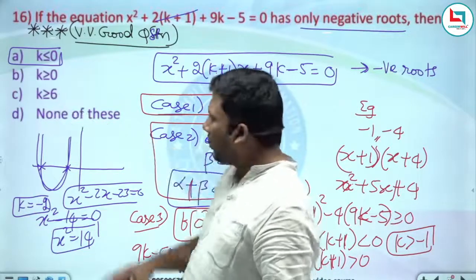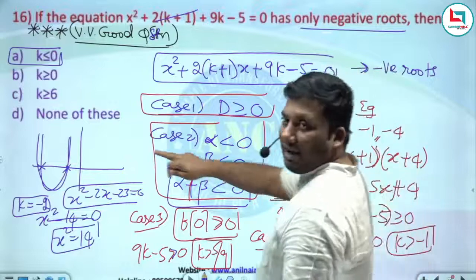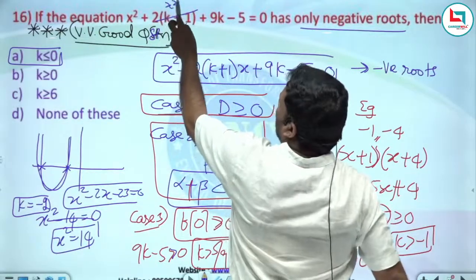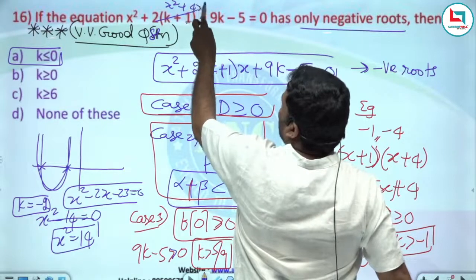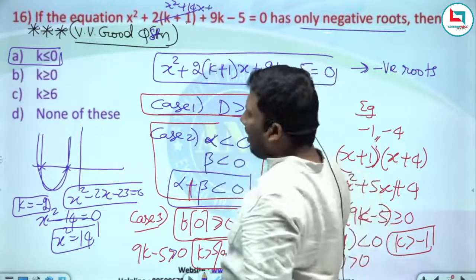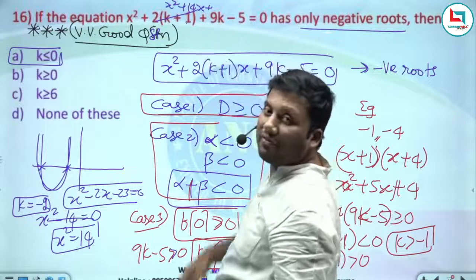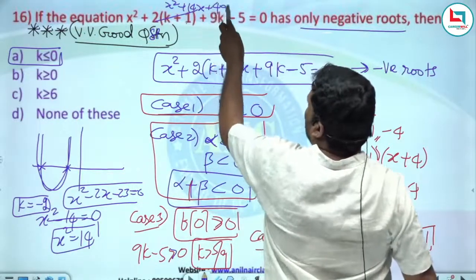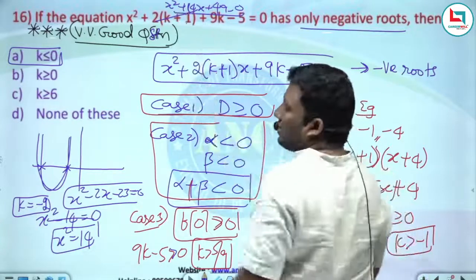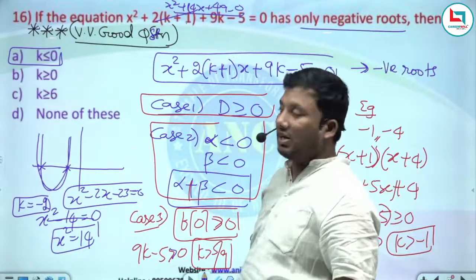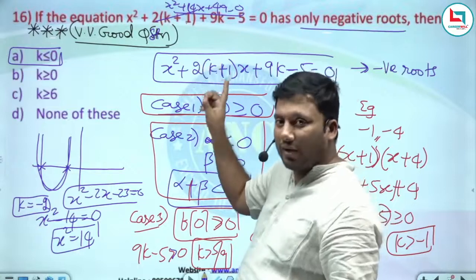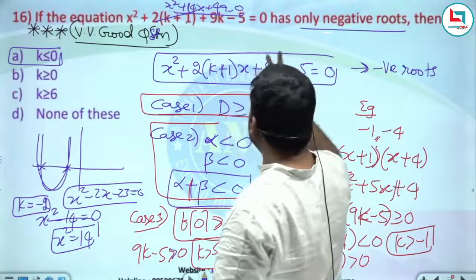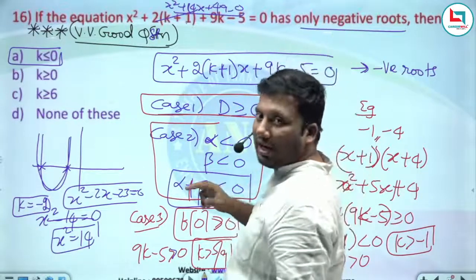K greater than or equal to 6. Suppose I take k value 6. 6 plus 1 is 7, and 7 twos are 14. So x square plus 14x plus, with k value 6, 9 sixes are 54, 54 minus 5 is 49, equal to 0. X square plus 14x plus 49 is (x plus 7) whole square, which is 0. X is minus 7, minus 7. It has got 2 negative real roots.